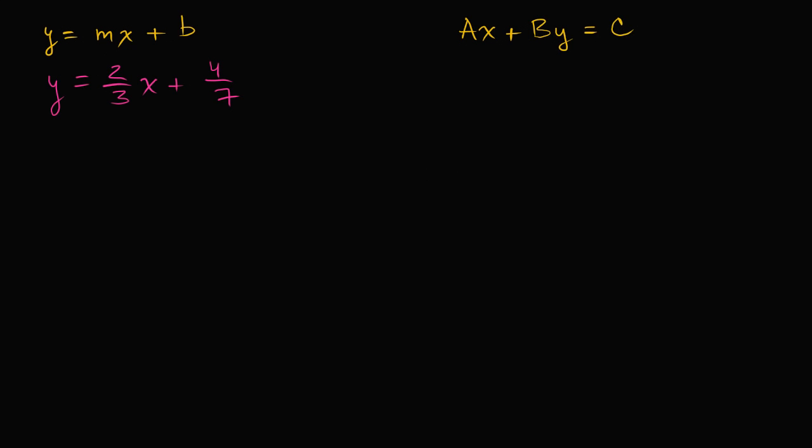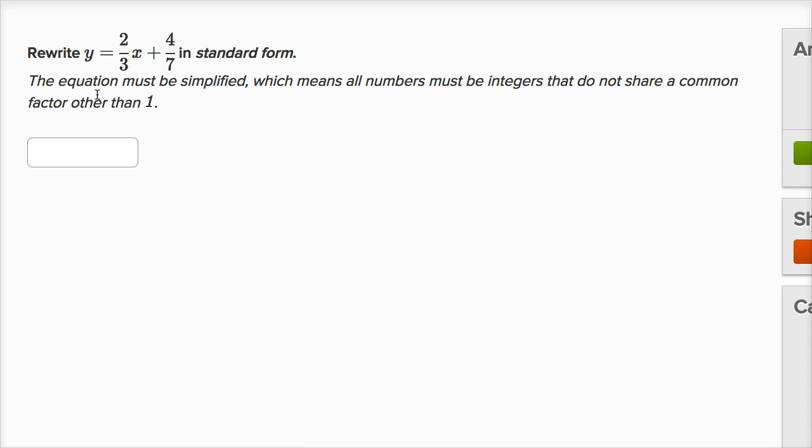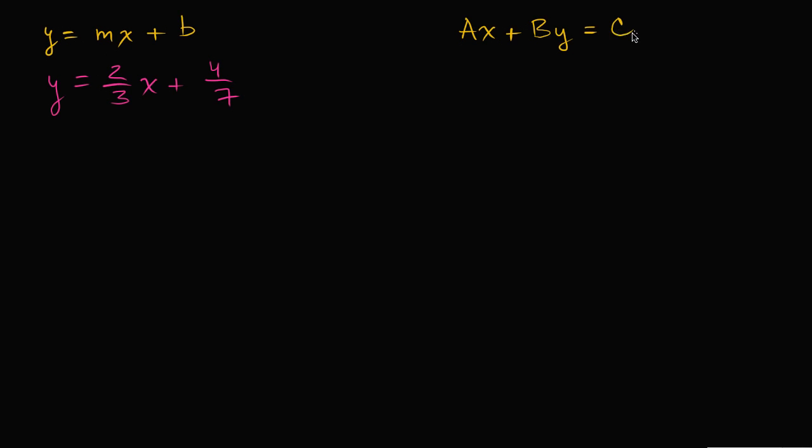And that extra text they were saying, the equation must be simplified, which means all numbers must be integers that do not share a common factor other than 1. That just means that a, b, and c, in the standard form they want, need to be integers, and they want them to not have any common factors. So if we got it to the point of, say, 4x plus 2y is equal to 10, well, these numbers are all divisible by 2. They all have the common factor of 2. So we would want to simplify it more.